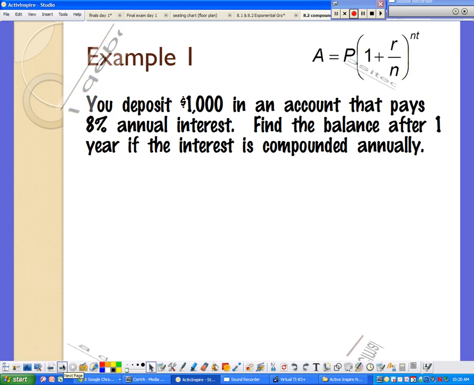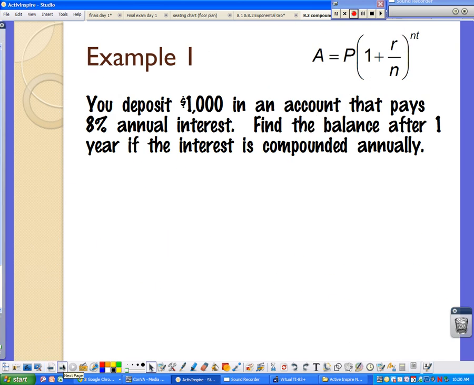But let's go ahead and look at example number 1. It says you deposit $1,000 in an account that pays 8% annual interest. Find the balance after 1 year if the interest is compounded annually. Okay? Well, let's go ahead. I don't really want to do 1 year. I'm going to change this problem. Let's go ahead and change this so it's after 2 years.